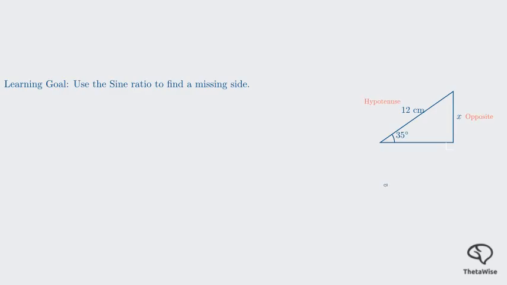Let's look at our first example, where we need to find a missing vertical side. Here we have a right-angled triangle. We are given an angle of 35 degrees and a hypotenuse of 12 centimeters. We need to find the length of the side opposite the angle, which we've labeled x. First, let's identify which sides we are dealing with. We have the hypotenuse and we want the opposite. Looking at SOHCAHTOA, the SOH part tells us to use sine.